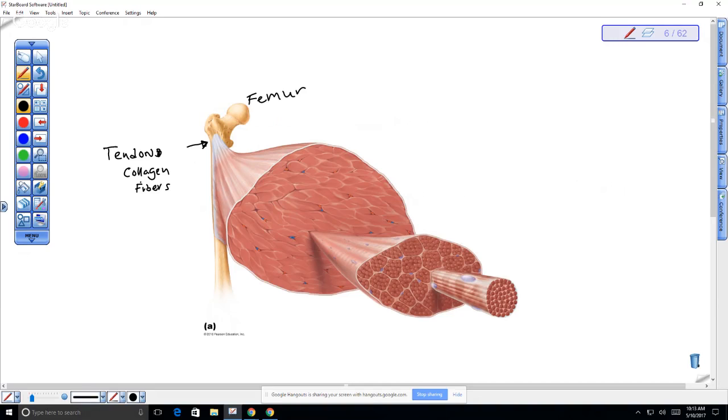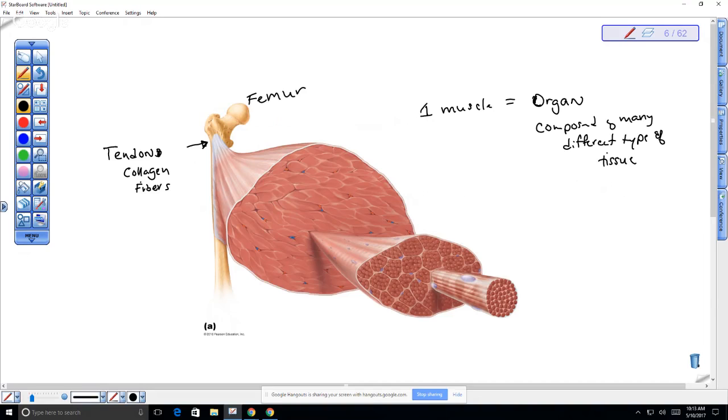Now, this whole thing is an organ. So one muscle is actually an organ. You'll remember that an organ is anything that is composed of more than one type of tissue. So we'll say that it's composed of many different types of tissue. Like your biceps and your quadriceps and your hamstrings, those are all considered to be separate organs.